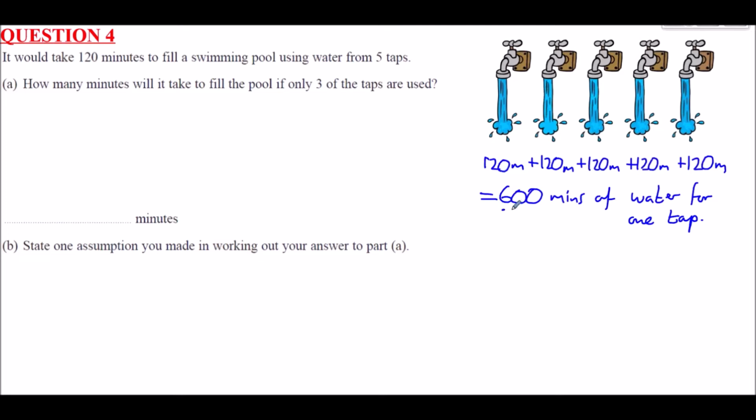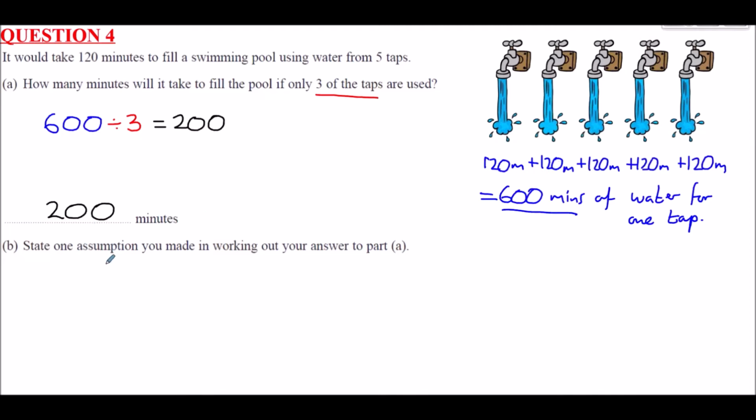Well, if it takes 600 minutes for one tap, but that load is being shared by 3 taps, we divide the 600 minutes needed for one tap by 3. 600 divided by 3 is 200. So for 3 taps, it would take 200 minutes. 200 plus 200 plus 200 would be 600, which is essentially the same amount of time needed as 5 taps running for 120 minutes, or, in theory, one tap going for 600.